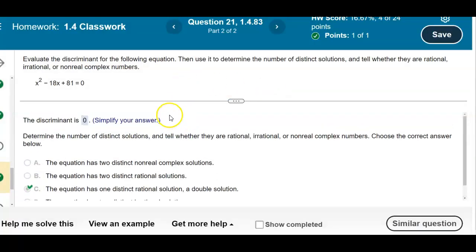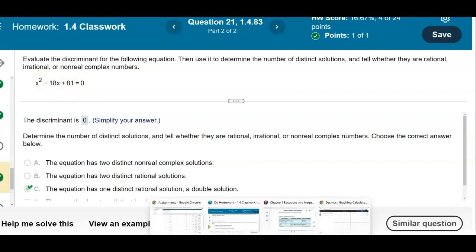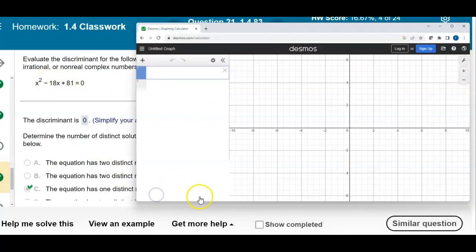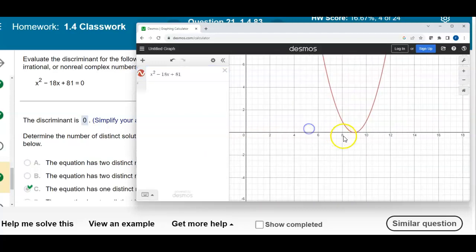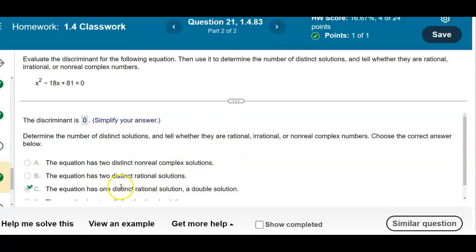Now, why does this happen? Let's take a look at the graph. We're going to graph this equation in Desmos. So we have x squared, minus 18x, plus 81. If you take a look here, we have one solution, but it's a double solution because it hits the x-axis coming down here, and then it bounces back up. And therefore, that's the reason why it is one distinct rational solution and a double solution.